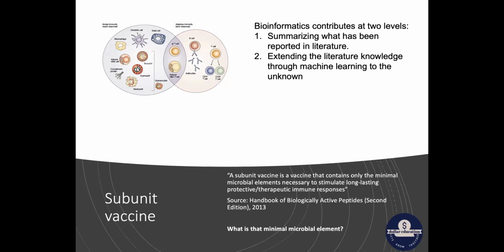I'm taking the example of subunit vaccines, because subunit vaccines contain the minimal microbial element. That means they take only the smallest possible microbial element to activate our immune response. So we must understand what that minimal microbial element is that our body recognizes. And that is the exact definition of an epitope. Epitopes are the smallest entity that our body recognizes. Epitopes are mostly peptidic in nature, but there are also some non-peptidic sequences, non-peptidic epitopes.